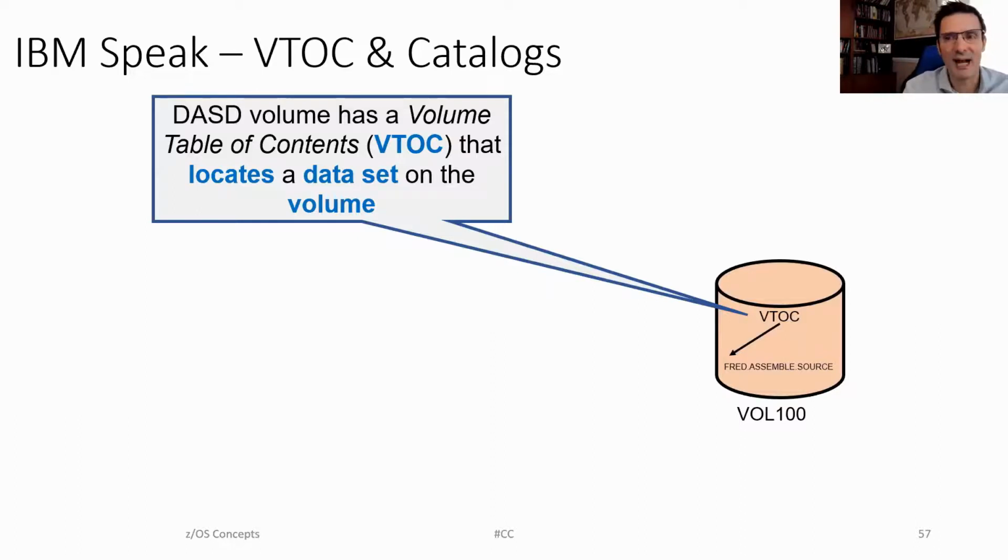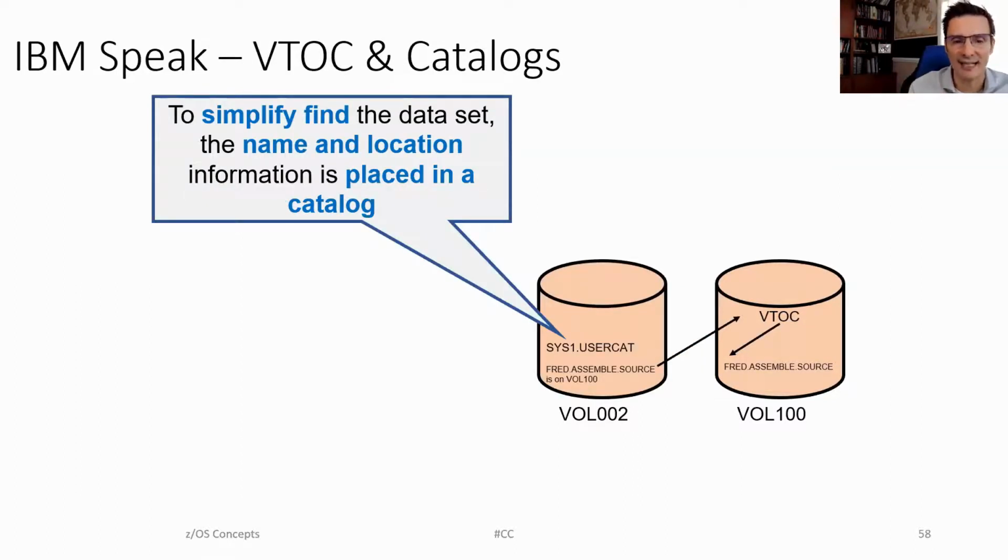So what happens? I'm creating lots of data sets. There's lots of people in my organization that are creating lots of data sets. This could get ugly very quickly. I'm not going to be able to remember where that data set actually is. So to simplify finding a data set, there's something called a catalog. You can create a user catalog, for example, and a user catalog says fred.assemble.source is on volume 100. So I could catalog this onto a user catalog. What that's going to do is that now I know that fred.assemble.source is on vol 100. I don't necessarily need to know the volume that data set is on.